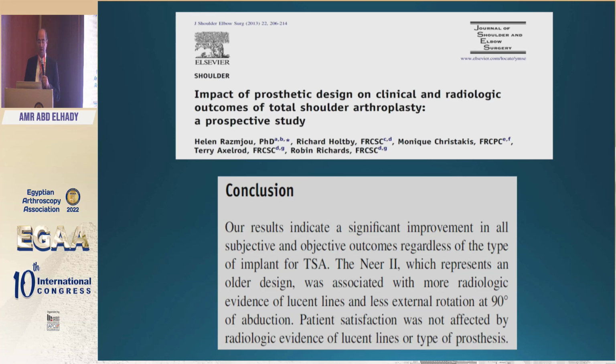another study hit the target from the start. Does the impact of prosthetic design on the clinical and radiological outcome of total shoulder arthroplasty, in a retrospective study, affect the clinical and radiological results? He said the following: our results indicate a significant improvement in subjective and objective outcome regardless of the type of implant of total shoulder arthroplasty. The Neer 2, which represents the older design, was associated with more radiological evidence of lucent lines and less external rotation at 90 degrees of abduction, but patient satisfaction was not affected by the radiological evidence of lucent lines or type of prosthesis.